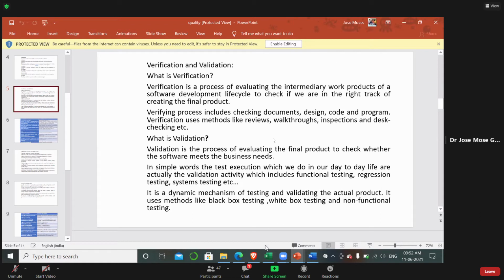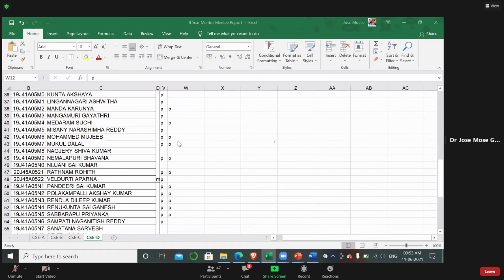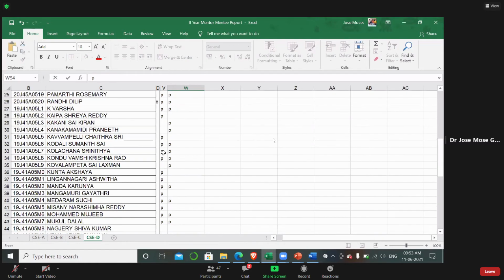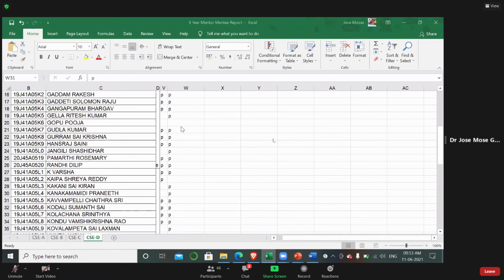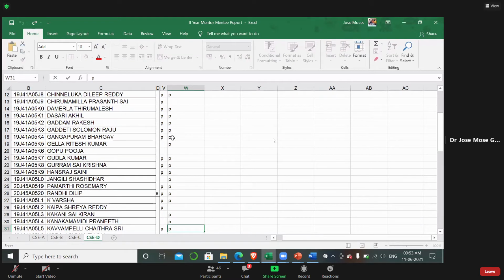Attendance N6 and L5. Okay, I'll mark J8. Yes, J8 I marked already. N6 and L5, and J8 attendance is marked. Don't worry. Okay, J9. Marked. J9 also marked.